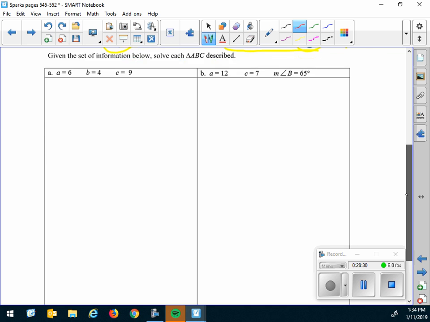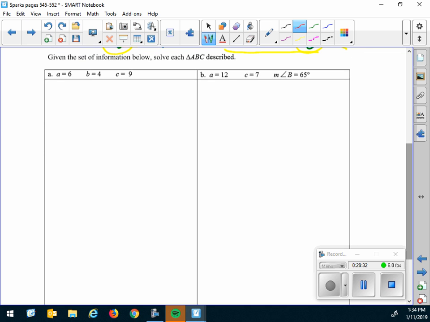All right. Now, we are going to solve these 2 triangles using the law of cosines. Now, we're going to do all of this first one and part of the second one. All right, here we go. Look at the first one. What are we given? So we are given a side, side, side.